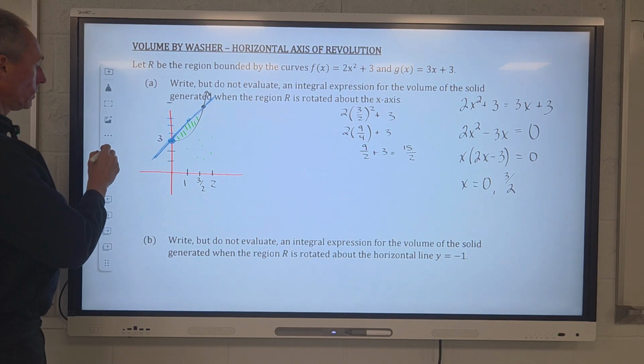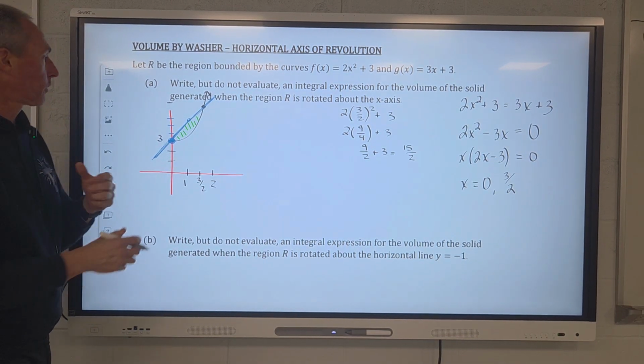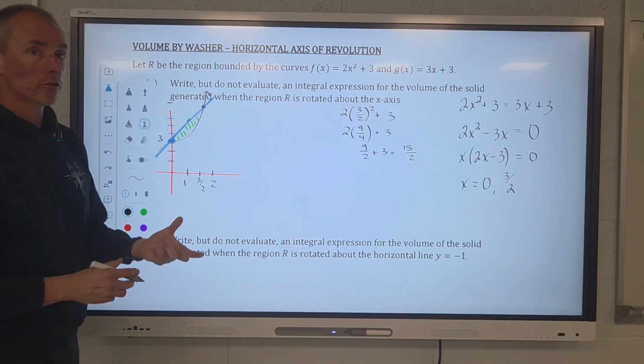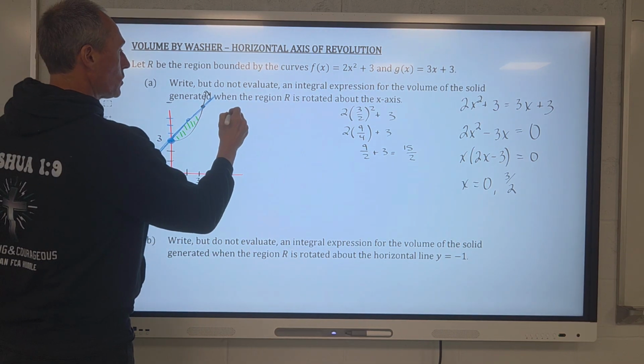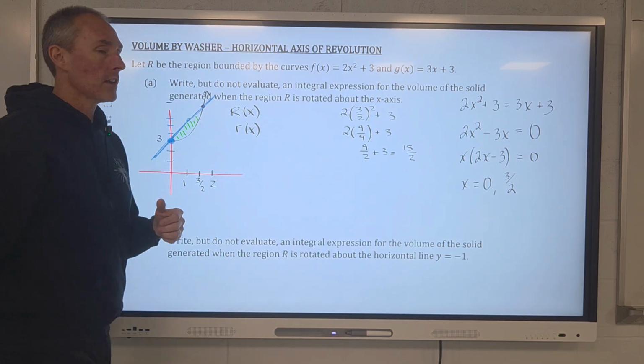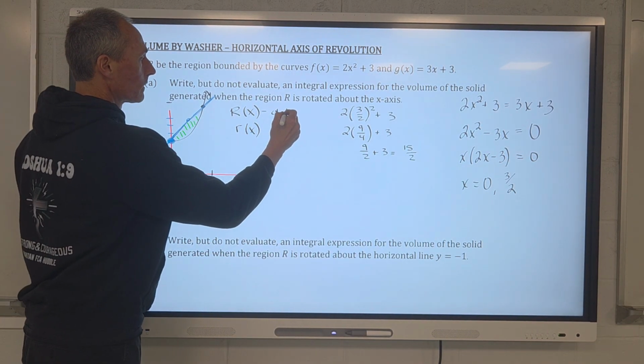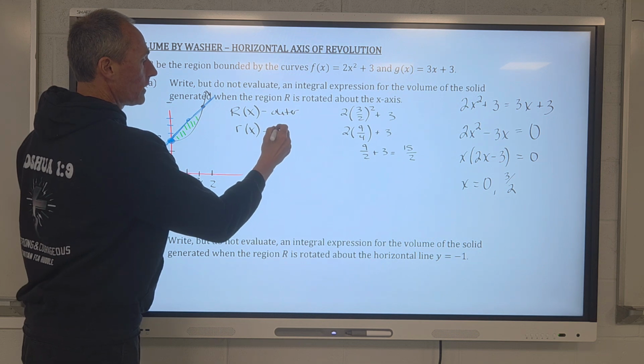So on that note, let's get rid of all these little dots here. The big concern for us is, what is the outer radius and what is the inner radius? So we're going to need 2 this time. We're going to call uppercase R the outer radius, and we're going to call lowercase r the inner.